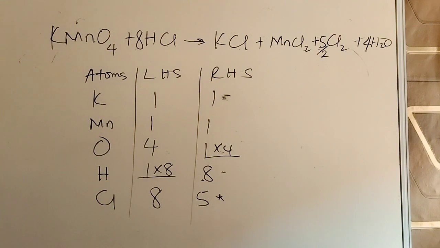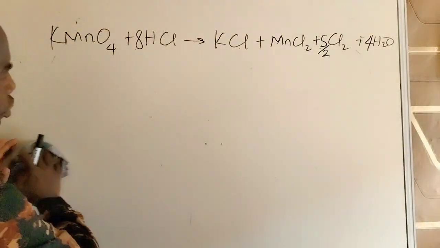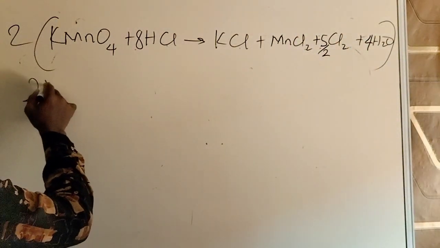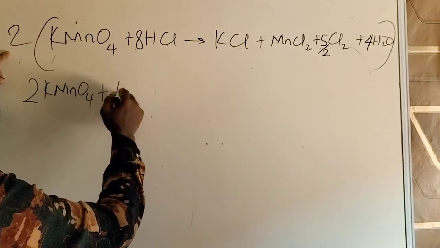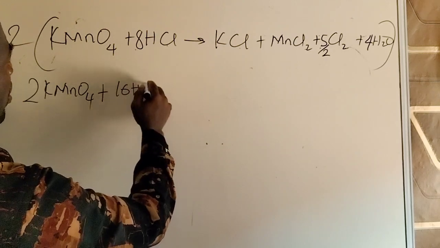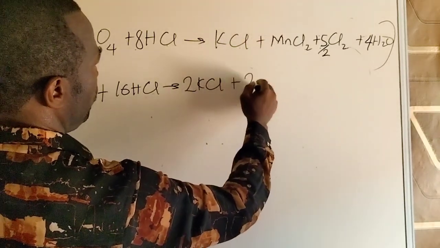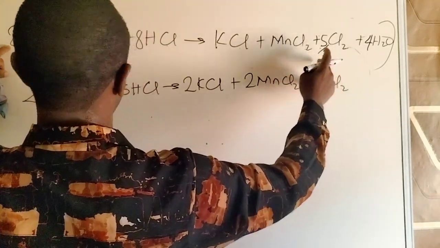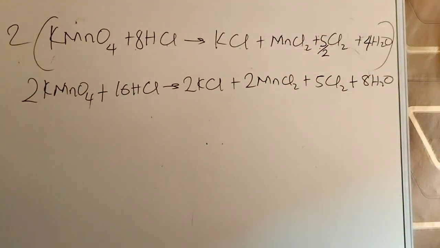Then you remove the fraction by multiplying everything by the denominator of that fraction, which is 2. So when you use 2 here, now I have 2KMnO4. That is 2 times 1. 2 times 8, 16 HCl. Giving us 2KCl plus 2MnCl2 plus 5Cl2, because 5 over 2 times 2 is 5. Then plus 2 times 4, 8H2O. So you see very complex or high coefficients.